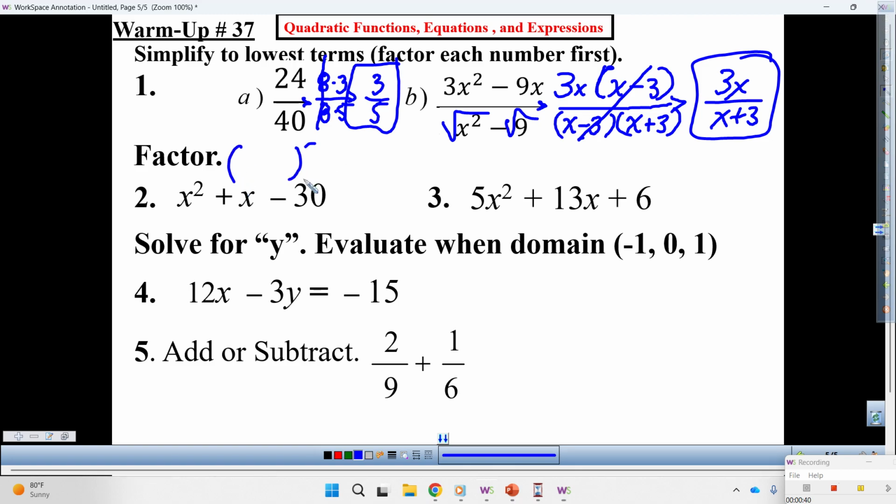Next, I need two factors for this one. Share with your neighbor. Two factors, negative 30 and positive 1. All right, check with your neighbor, see what they got for those. What were our two factors? Negative what? So the question is, what two numbers multiply give me negative 30, and when you combine them or add them, give us positive 1.